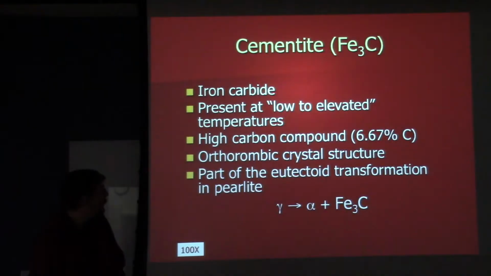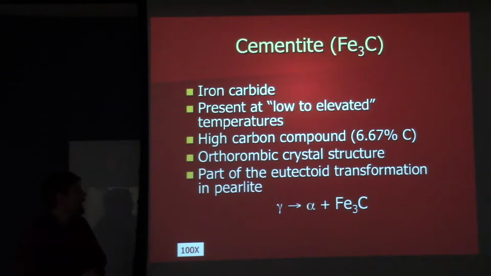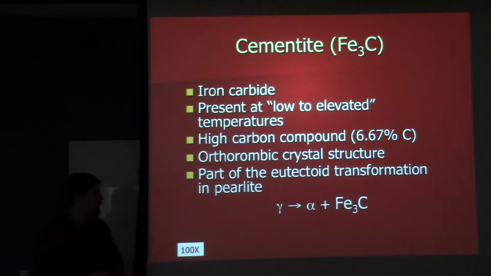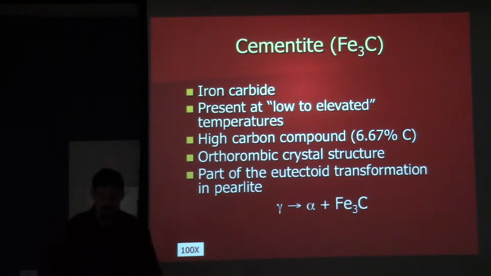And then iron carbide, which is, of course, a combination. It's Fe3C rather than a pure element. This has got 6.6% carbon, right, in this orthorhombic crystal structure. And again, it's the last component of our eutectoid reaction.